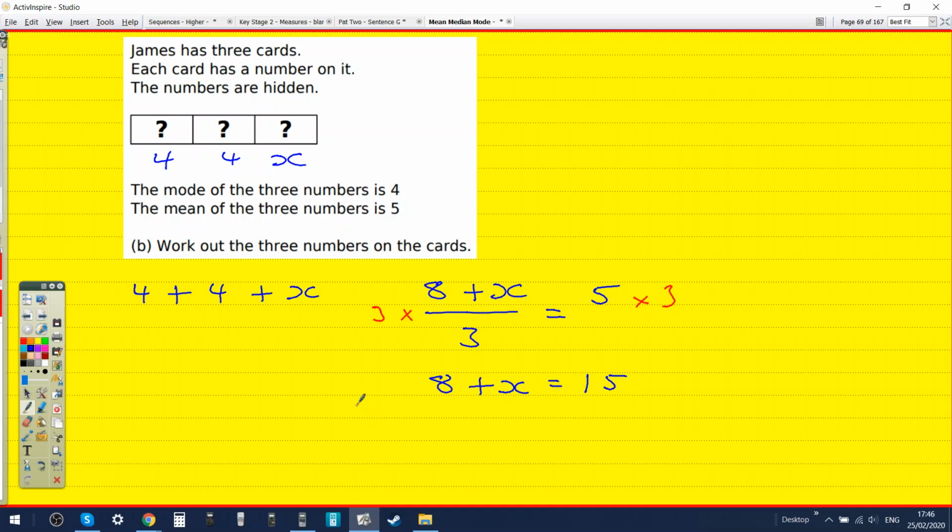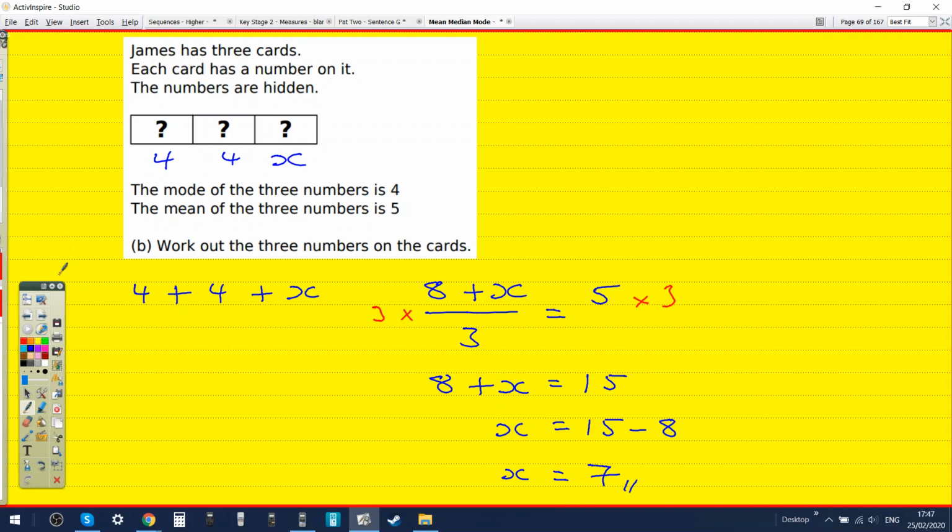So you can do 15 minus 8. So your answer is minus 7. No, I did it wrong. It's just 7. So 4 plus 4 plus 7 divided by 3 gives you 5. 8 plus 7 is 15. Yes, so 15 divided by 3 gives you 5. Great. Any questions about that one?